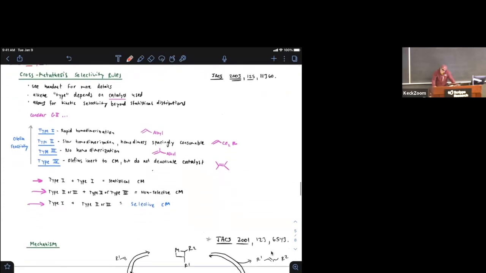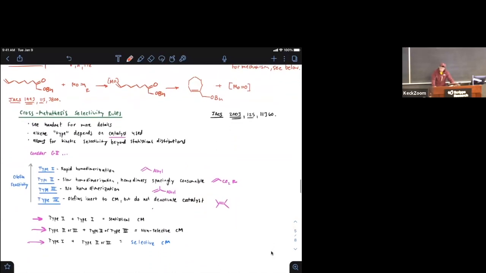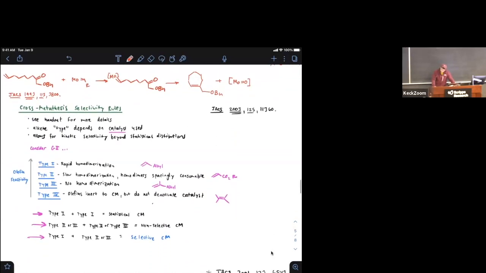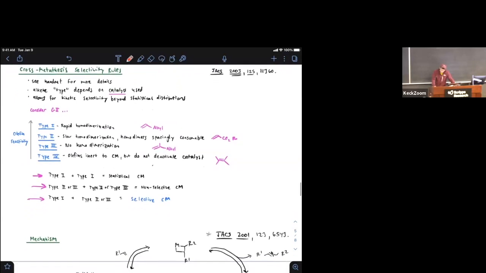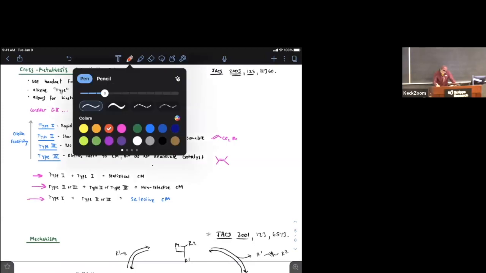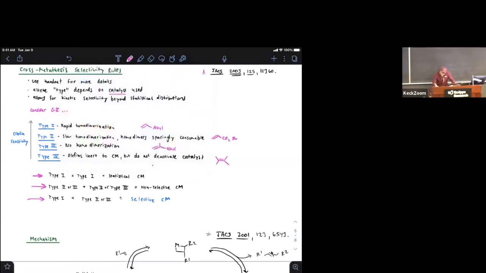Okay, we're quickly running out of time, but give me just a few minutes since this is my last time to present. What I'm going to share here can all be found in this 2003 paper, which defines the cross metathesis selectivity rules.